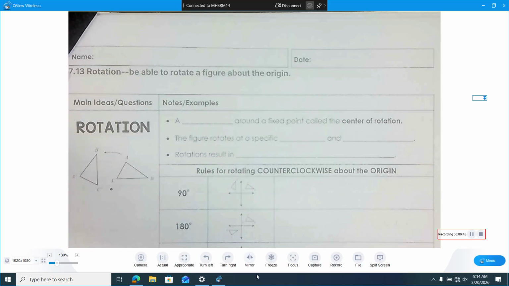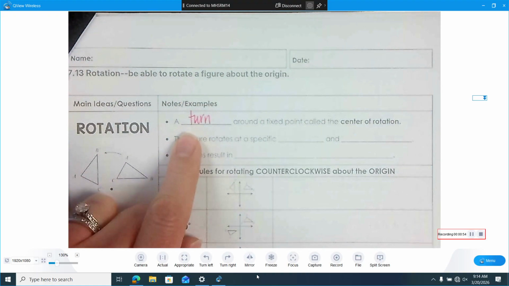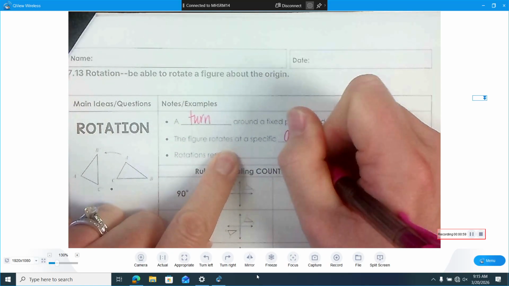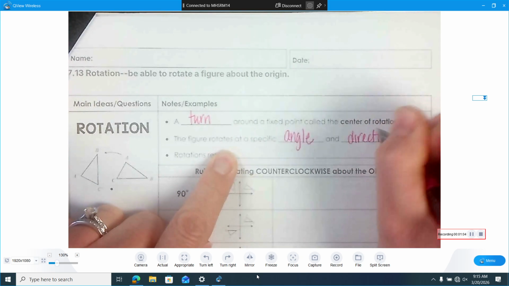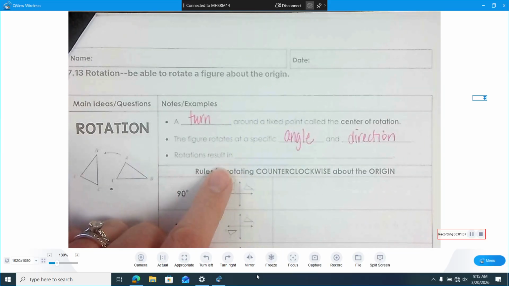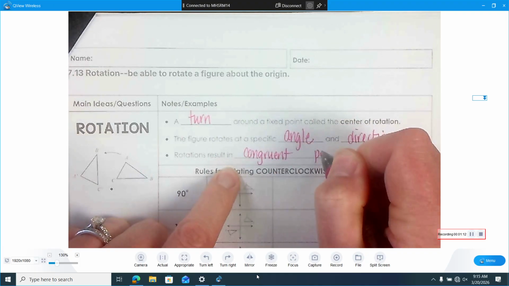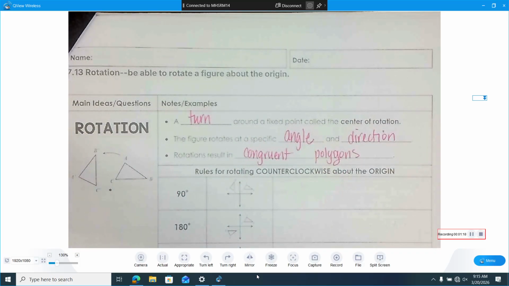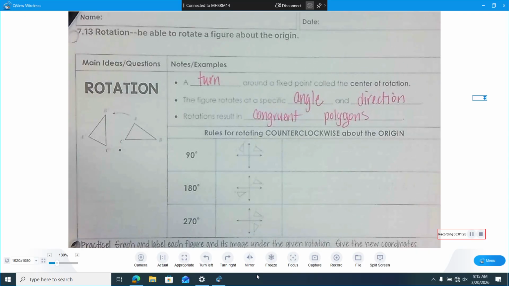So here we go. A rotation is a turn around a fixed point called the center of rotation. The figure rotates at a specific angle and direction. And again, rotations result in congruent polygons. So it rotates at a specific angle, and those angles that we have are 90, 180, or 270 degrees.